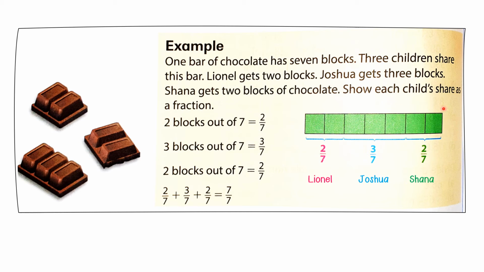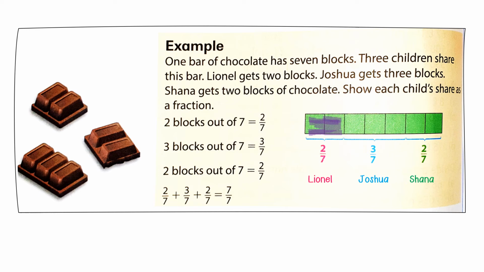So our bar of chocolate has 7 equal parts to it, and out of the 7 equal parts, Lionel is getting 2/7. Right? So Lionel got 2/7. So this portion is for Lionel, as shown on the screen.